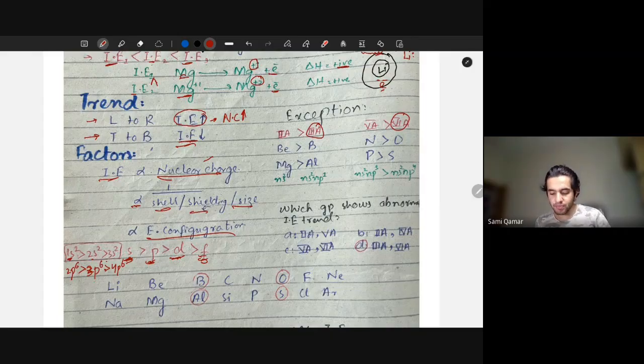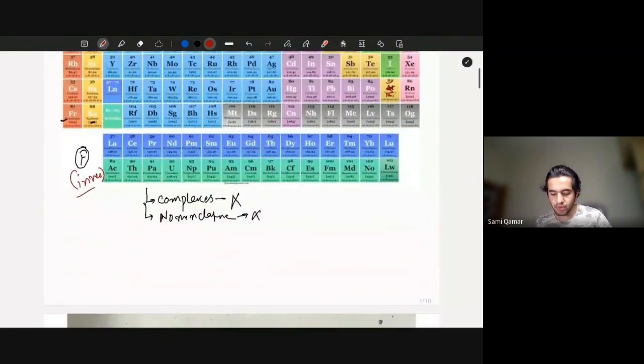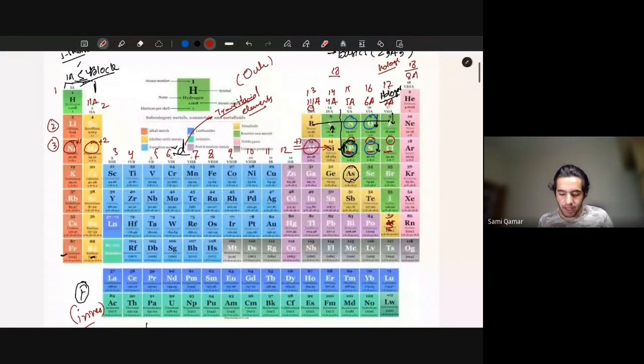Let's go back here and talk about it in the periodic table. So here we go. Now, we have lithium, then beryllium, then boron. The main concept says that moving from left to right, ionization energy should be increasing. But beryllium will have more ionization energy than boron, instead of boron having more than beryllium.